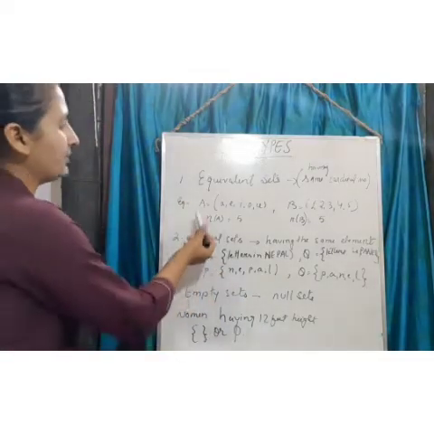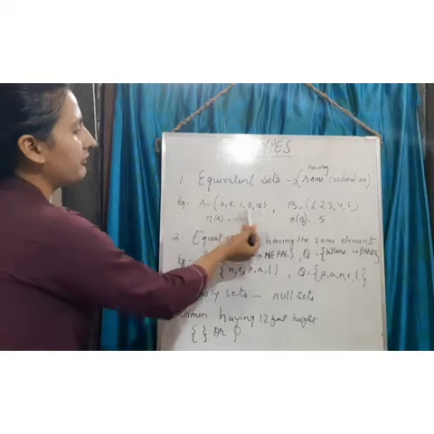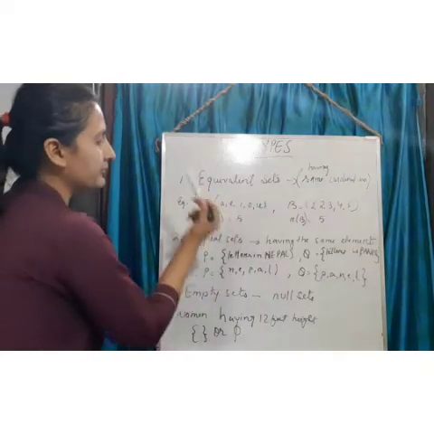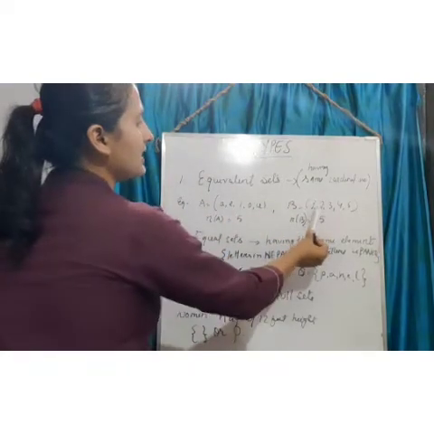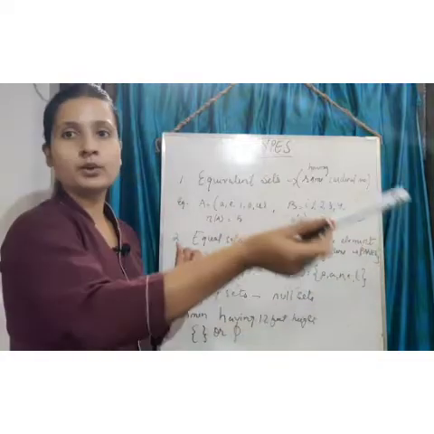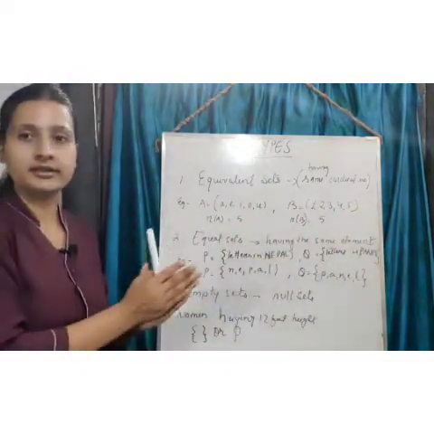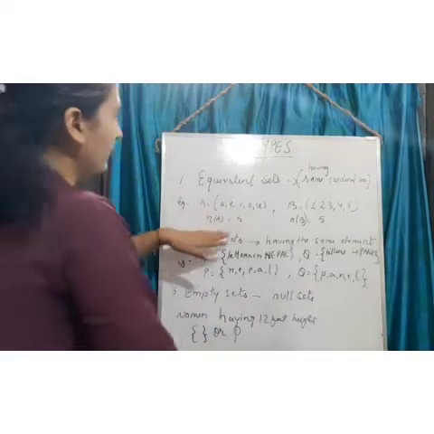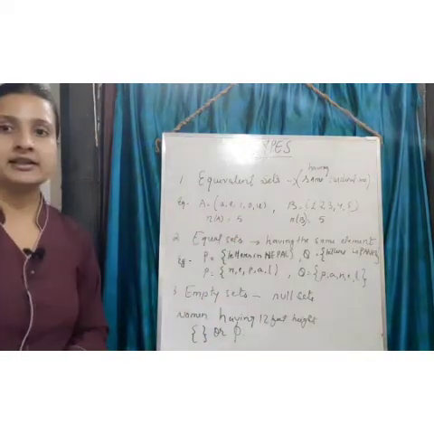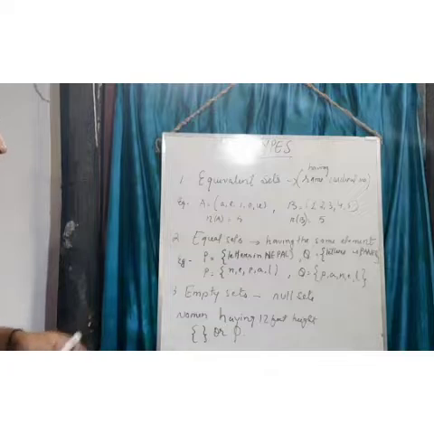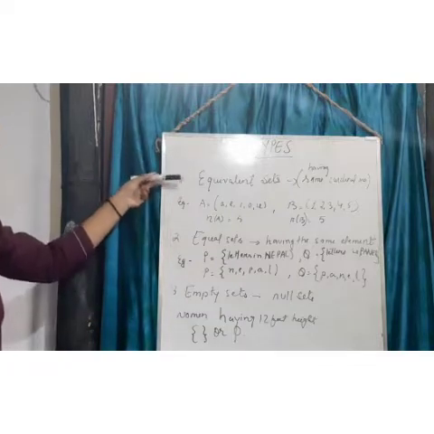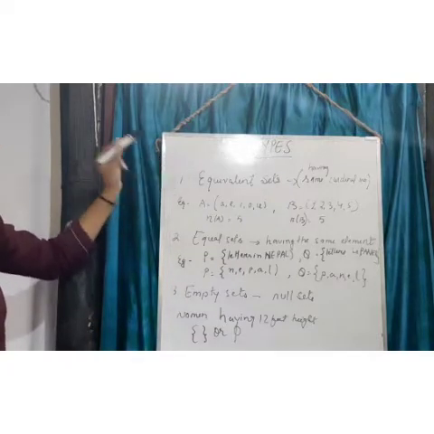Say, for example, set A, there are 5 vowels, right? So 5. Then B is, I have written natural numbers, from 1 to 5. So how many cardinal numbers are there in both? It is 5 in both, correct? I hope you all can follow this. So this type of set is called equivalent sets.